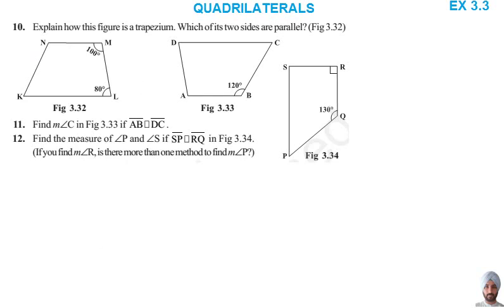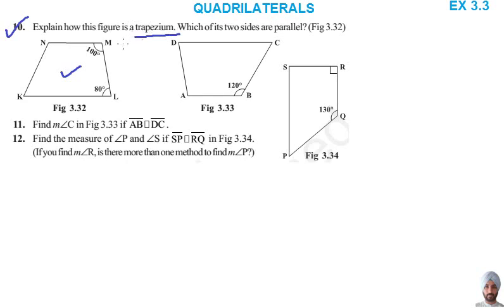I'm taking these three questions at once, so let us discuss them together. Question number 10. Explain how this figure is a trapezium. Which of its two sides are parallel? And the figure is 3.32. That means only consider this figure. This is 3.33, the figure for the next question. So only consider this figure. You have to explain why this is a trapezium. So what is a trapezium?